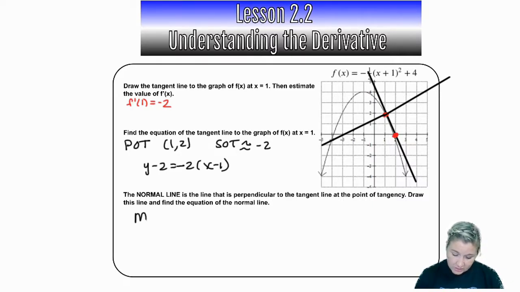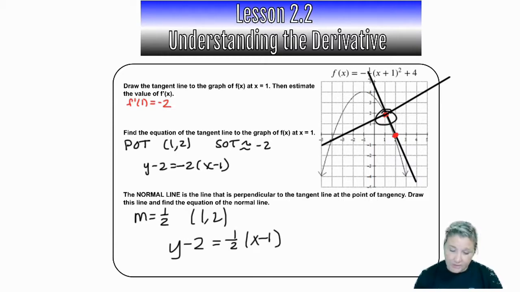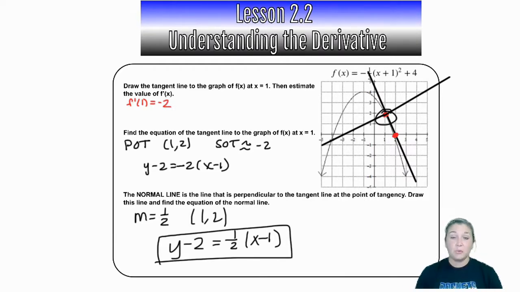So then we're going to write the equation for the normal line. I know that the slope of the normal line is going to be the opposite reciprocal, a positive 1/2, and it passes through the point (1, 2). So I can write this as y minus 2 is equal to a positive 1/2 times (x minus 1). And that's the equation of the normal line. The normal line is perpendicular to the tangent line at any value of x.